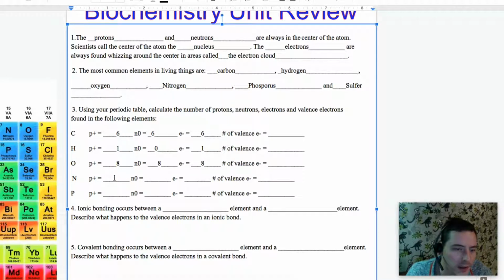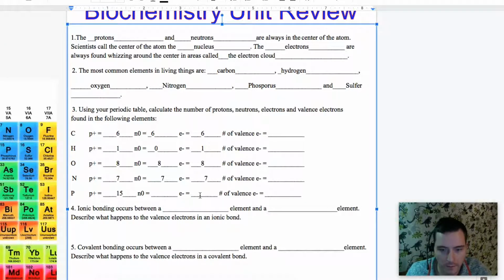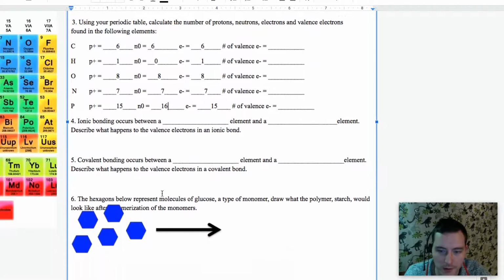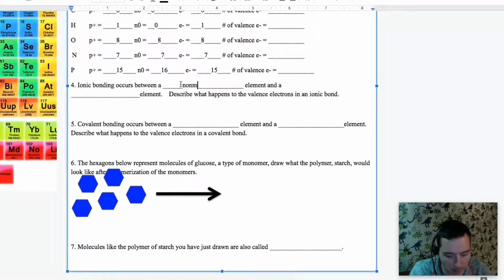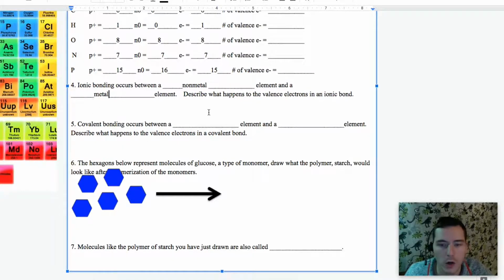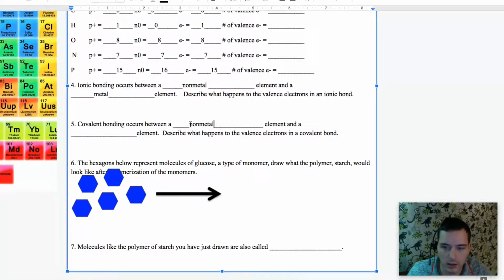Nitrogen has a mass of 14 with an atomic number of 7. That means they're all going to be 7. And phosphorus, 31 and 15. So that means that there are 15 protons, 15 electrons, and 31 minus 15 is 16 neutrons. We're going to skip the number of valence electrons. Number 4, ionic bonding occurs between a non-metal and a metal. Covalent is a non-metal and a non-metal.